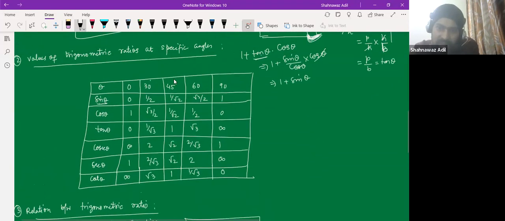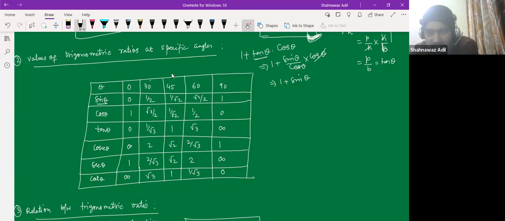We talked about the values of all these trigonometric ratios at specific angles. The angles were 0, 30 degree, 45 degree, 60 degree, 90. At these particular angles, we have specific values of all these trigonometric ratios. So sine 0 is 0, sine 30 is half, sine of 45 is 1 by root 2, sine of 60 is root 3 by 2, sine 90 is 1. This is a very peculiar, very important table. This we have to remember.